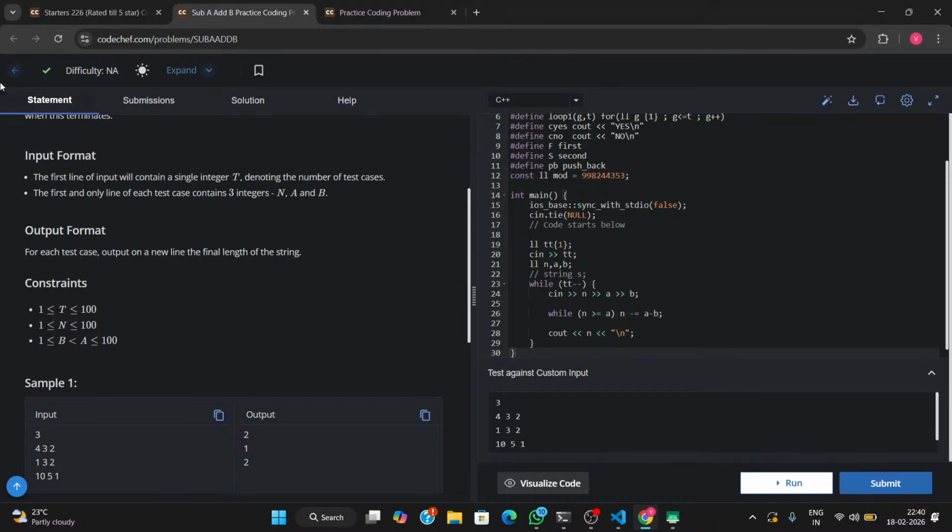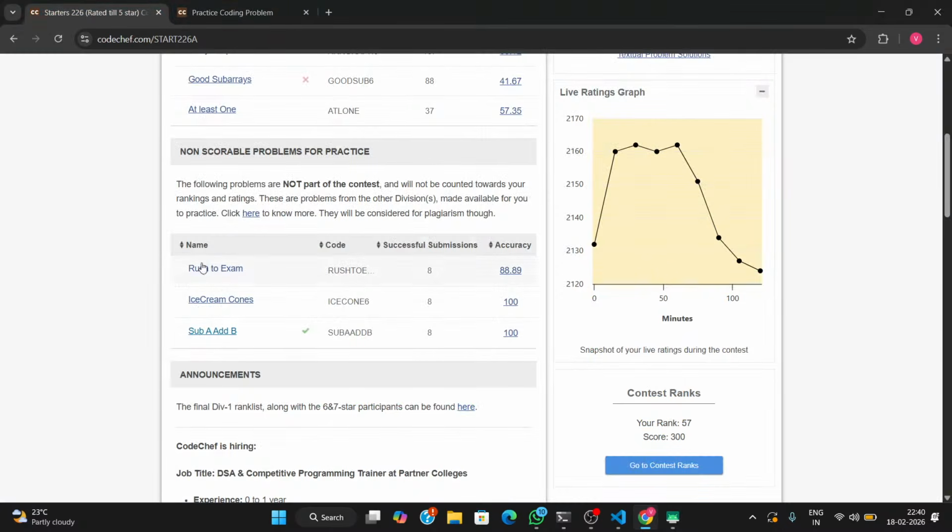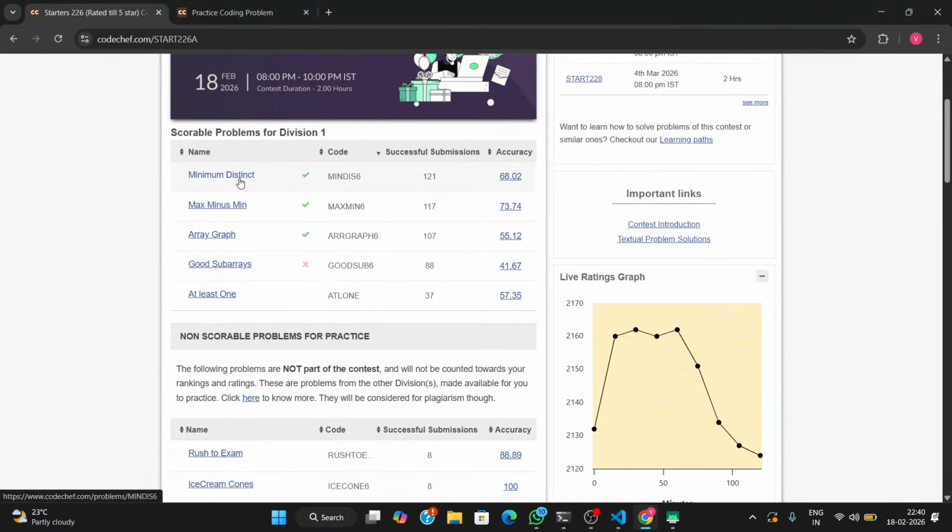That was the first problem. Now let's move on to the second problem.